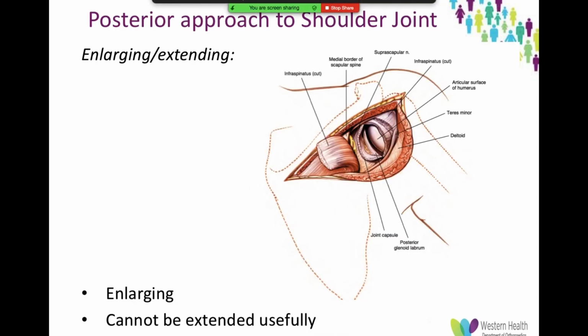In terms of enlarging the approach for improved deep exposure, infraspinatus can be detached 1 centimetre from its insertion at the GT of the humerus and retracted medially, which you can see in that diagram. Take caution with the suprascapular nerve in this process. The posterior approach to the shoulder joint can't be extended particularly usefully.